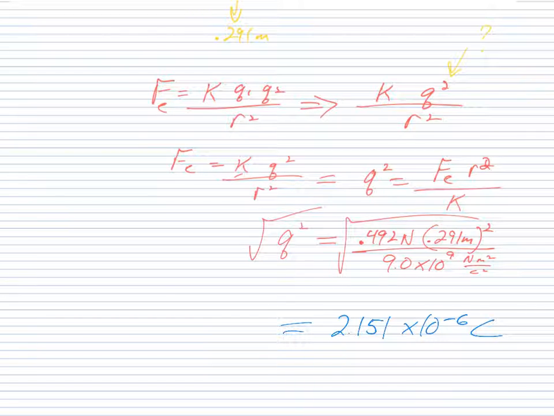Probably don't need the 1 after the 5 there, but 2.151 is Q, and since both charges are the same, it'd be both Q1 and Q2, yes?